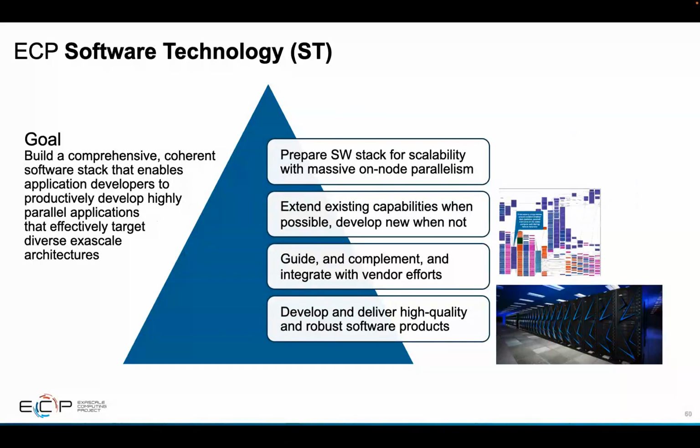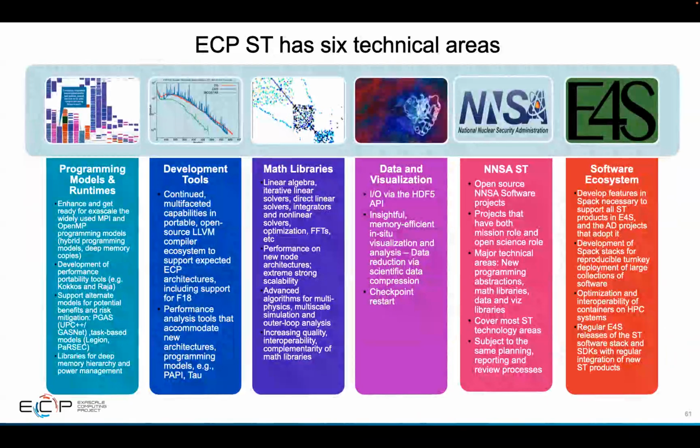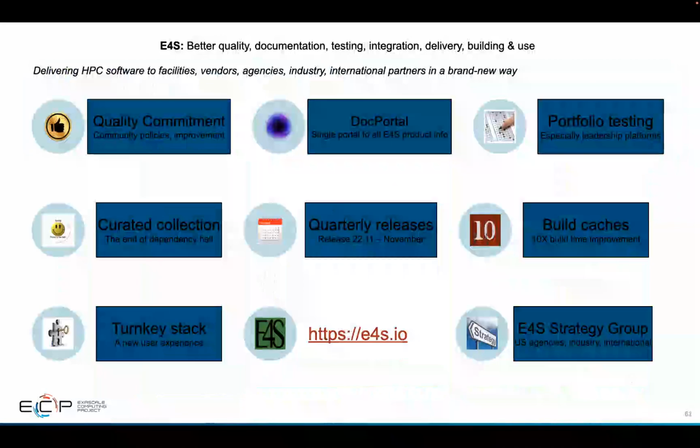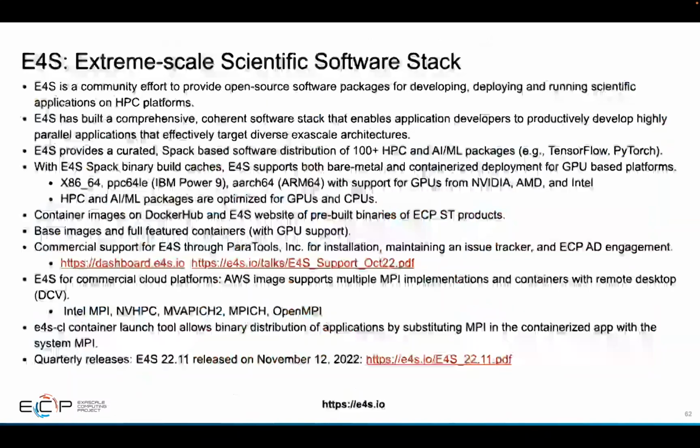And our goal is to build a software stack that allows developers to be productive. And there are many different technical areas, such as programming models and runtimes, development tools, and software ecosystem, that the ECP software technology project uses. And we aim to have quarterly releases of E4S. We just did a release for Supercomputing, and this is the 22.11 release.